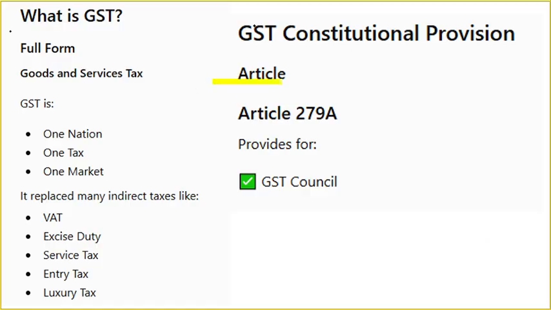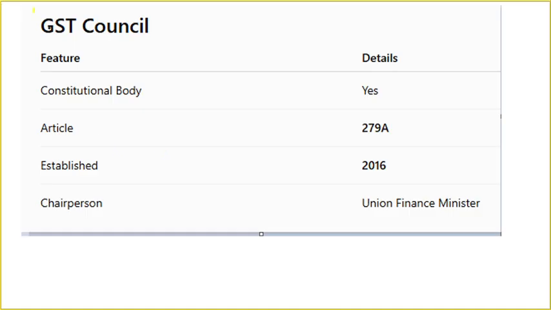GST full form: Goods and Services Tax. GST is one nation, one tax, one market. It replaced many indirect taxes like VAT, excise duty, service tax, entry tax, luxury tax, ये सब. GST constitutional provision: Article 279A provides the GST Council. GST Council is a constitutional body, yes. Article 279A established in 2016, chairperson Union Finance Minister.